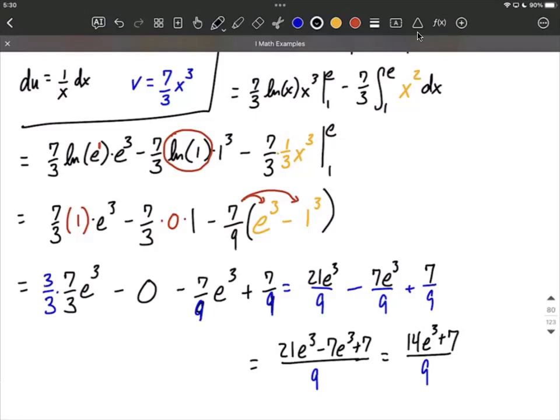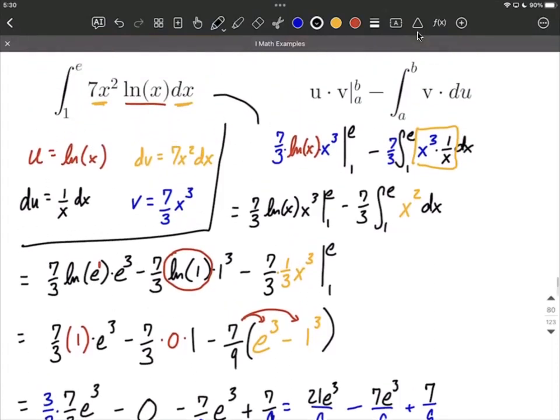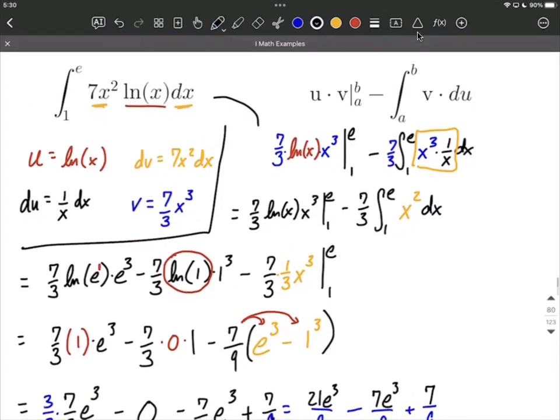All right, so that's a definite integral, doing integration by parts. Hopefully it made sense. I'm hoping the color coding really helps out as you're fitting everything in the correct places over there in the formula for integration by parts. Let me know what you think. Really hope it helps. Good luck.